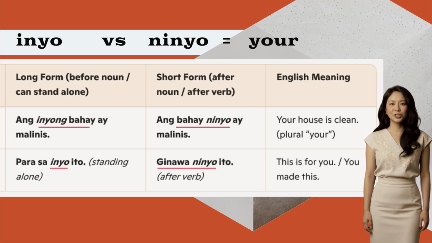So the inyo comes before bahay. And the ninyo comes after the bahay. Our example number 2 shows the standing alone versus the after verb.